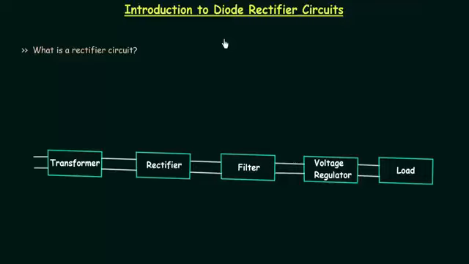Junction diode. Another important application of semiconductor diode is rectifier circuits. So what is a rectifier circuit? A rectifier circuit is a circuit which rectifies AC voltage.